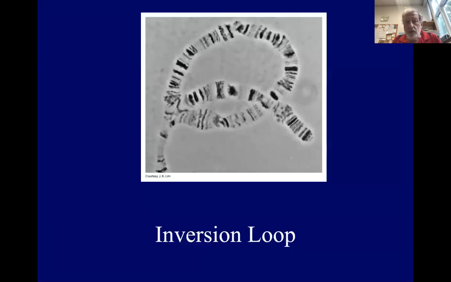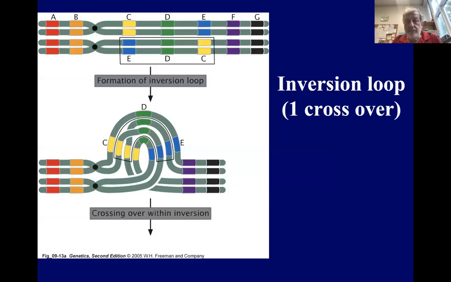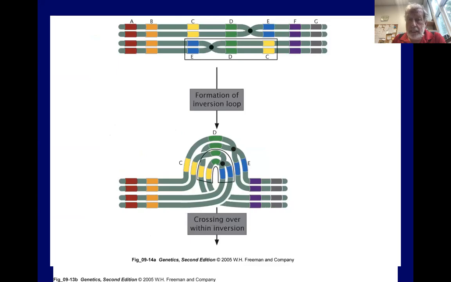Here's a real inversion loop, in some polytene chromosomes. This is an inversion loop, again, with a crossover between gene C, the yellow gene, and gene D, the green gene. And here's an inversion loop in a pericentric inversion, again with a crossover between genes C and D. Now we see that the centromere is in the inversion loop in a pericentric inversion.